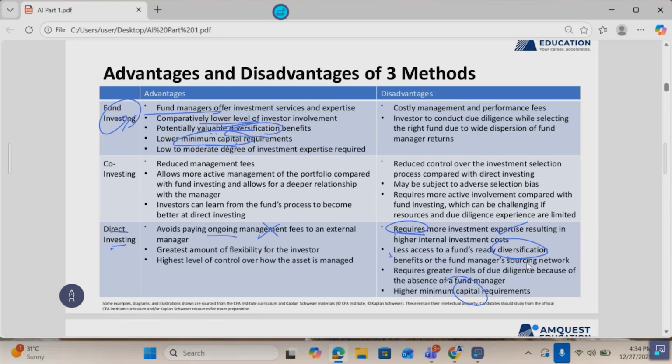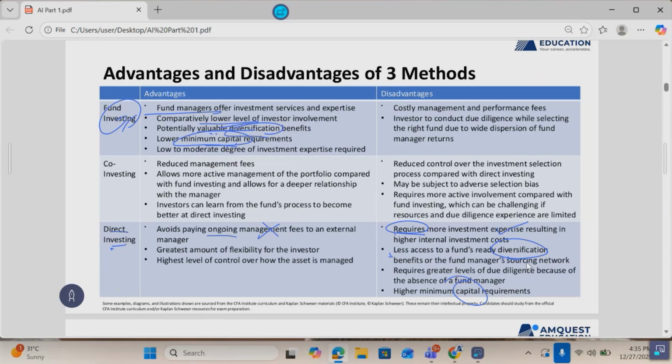Clear? I'm getting diversity. I'm also able to invest in various funds. I can spread my assets. I don't have to be restricted by the minimum amount. I can just, fine, I'll put 50, I'll put 5 lakhs, that's it, because of fund investment. Clear?